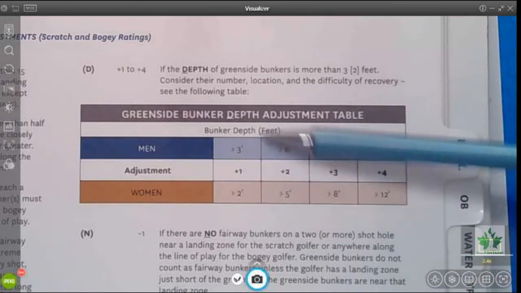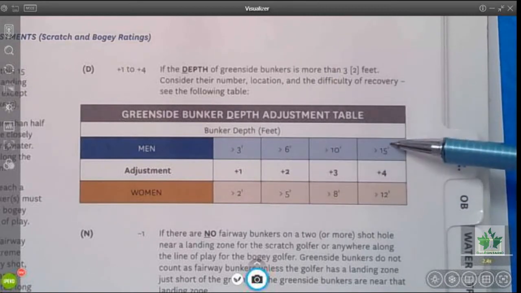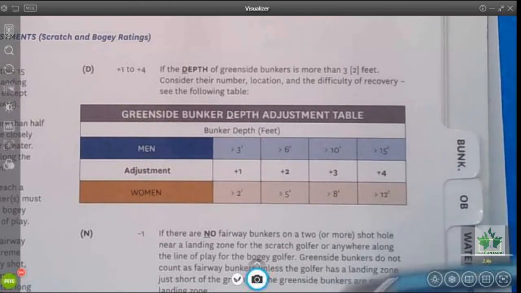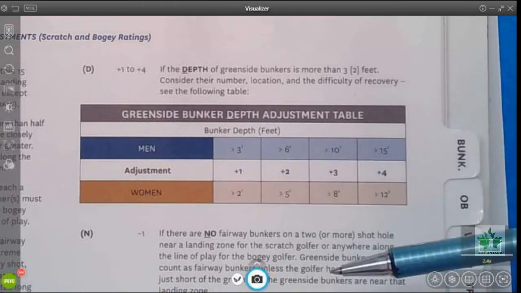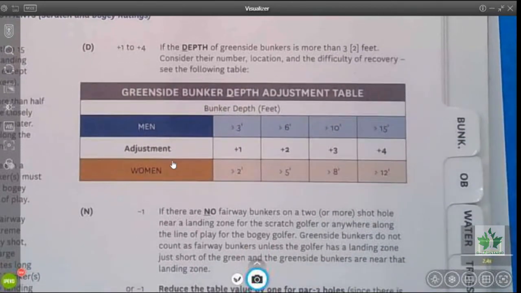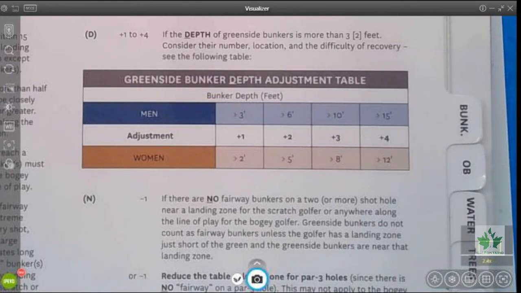I call these the plateaus. So the plateaus for men are 3, 6, 10, and 15 to get a +1, a +2, a +3, a +4 adjustment for depth. And for the women, the plateaus were 2, 5, 8, and 12. So that comes into play a lot of the time. Next week, if we talk about the process of rating, if we have another one, I'll tell you how we do this.